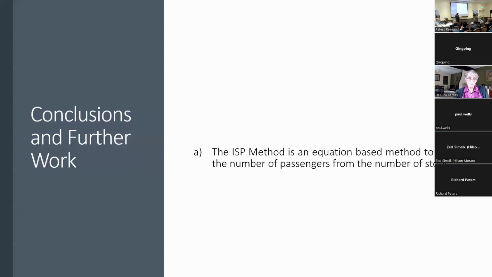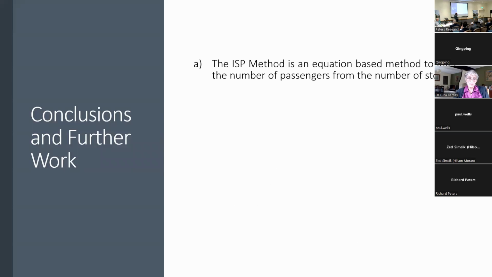So the conclusions. The ISP method is an old equation-based method used to infer the number of passengers from the number of stops. It's an analytical method, and as we were discussing this morning, analytical versus numerical. Analytical is very limited because you start deriving an equation and it becomes very, very difficult and complicated, but it's very limited in scope. That piece of work was only for up peak and a specific building.